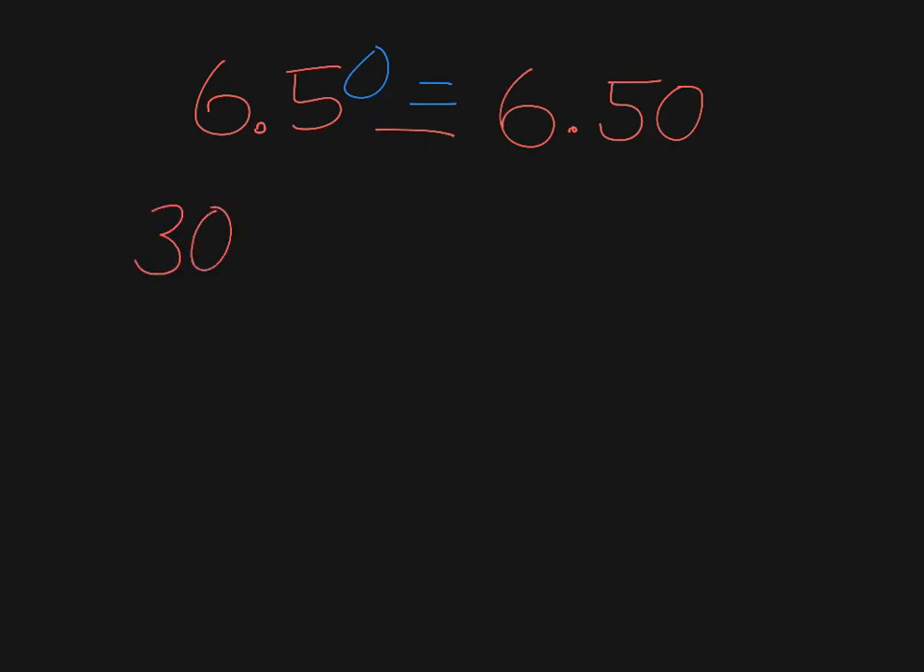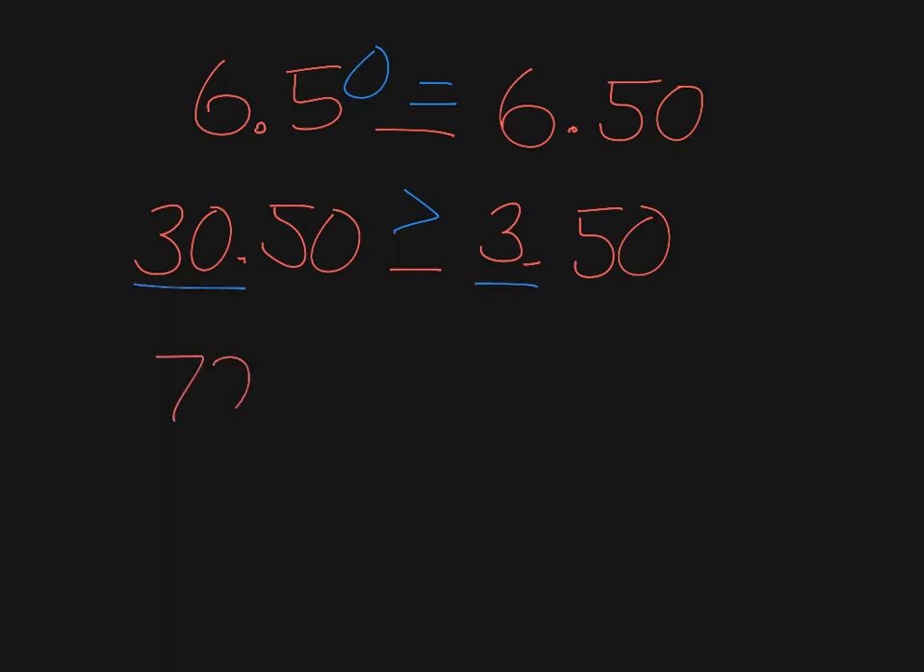Here's the first one. Let's do some inequalities. 6.5 compared to 6.50, obviously. We add a 0 here, and it'll make it equal to each other. Next one is 30 and 50 hundredths. Another side is 3 and 50 hundredths. 30 is greater than 3, so that one's greater.